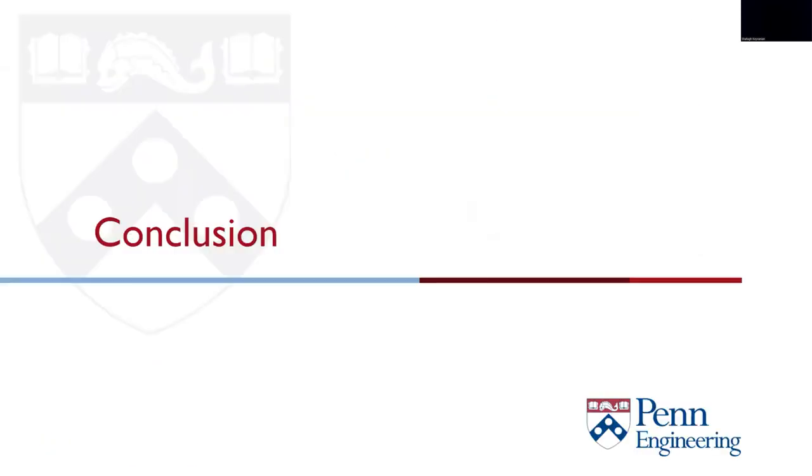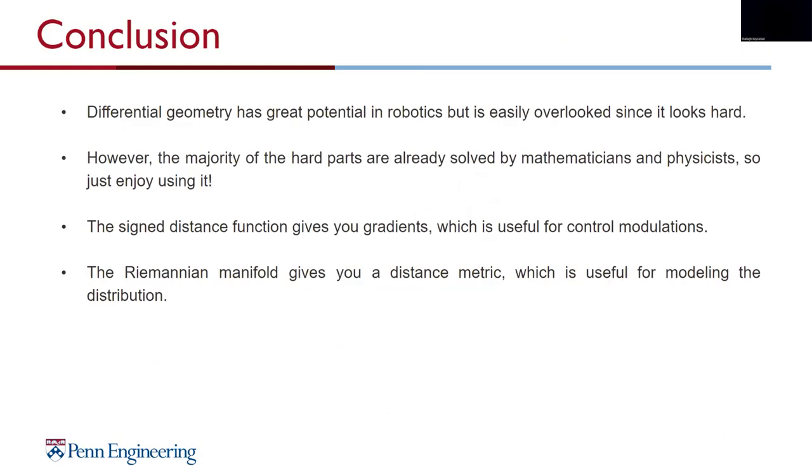So, conclusions. This might be my personal thought, but this differential geometry has a lot of potential in robotics, because not many people use differential geometry in robotics, but they are starting to. And there's no reason for you to fear it, because most of the maths are already done by physicists or mathematicians, so you can just directly use it. The signed distance gives you the gradient. The Riemannian manifold gives you a distance metric, which is used for modeling distributions on weird things that you haven't thought about. So that's all, I guess.